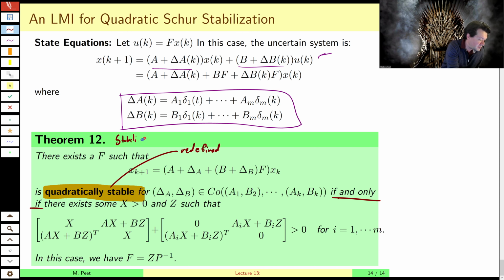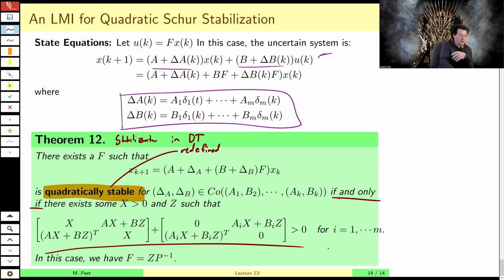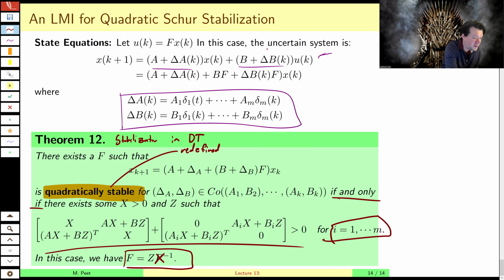Discrete time stabilization. So if you can find a Z and a P, or X in this case, such that this LMI is satisfied at every vertex of the polytope, then this feedback controller will stabilize the discrete time system, even if your uncertainty varies within the polytope with iteration k.